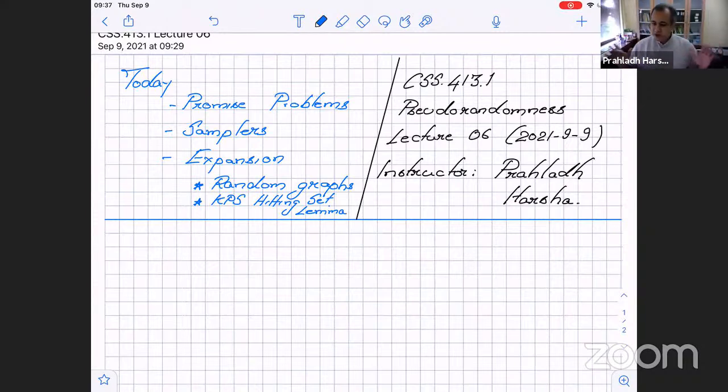We will try to abstract this a little more and see if we can get better samplers, and that will lead us to the notion of graph expanders, which will be the main focus of our investigation for the next 5 lectures or so. So let's get started. So recap from last time, we talked about this class BPP, which is the randomized complexity class.